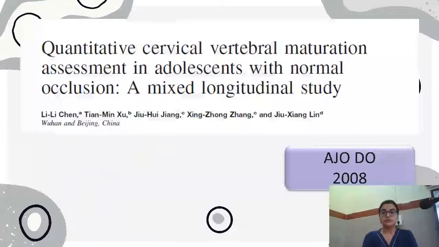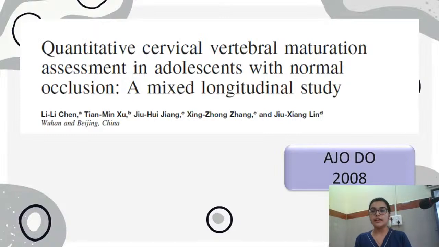So this article, titled Quantitative Cervical Vertebral Maturation Analysis in Adults with Normal Occlusion: a Mixed Longitudinal Study, was published in AJODO in 2008. In this article, Chen et al. established a method of quantitative assessment of cervical vertebral maturation in adults.